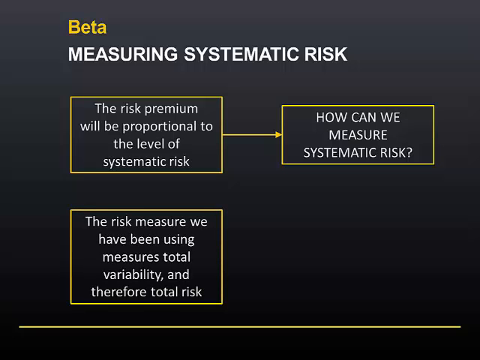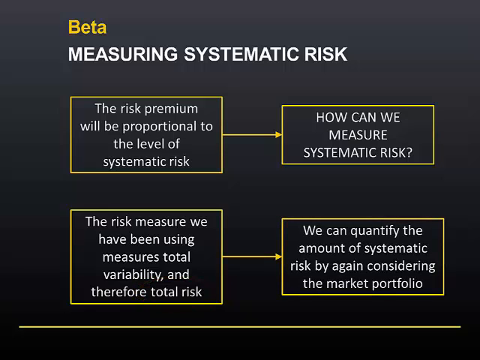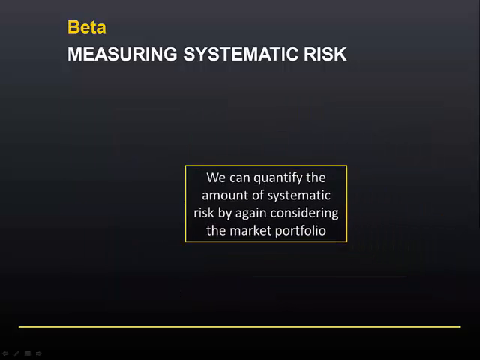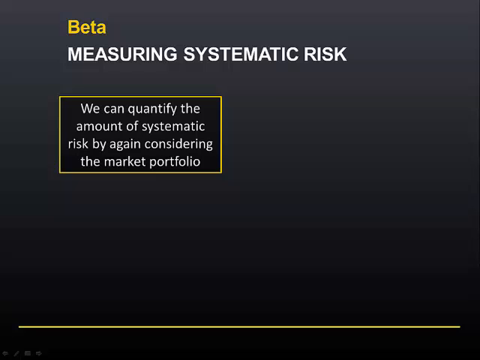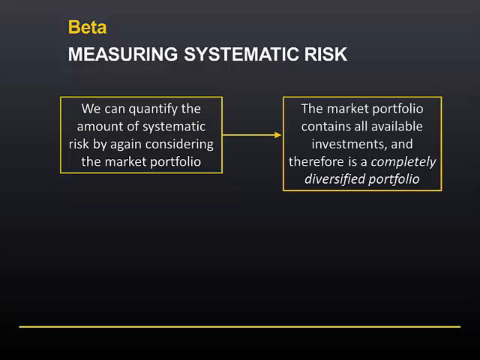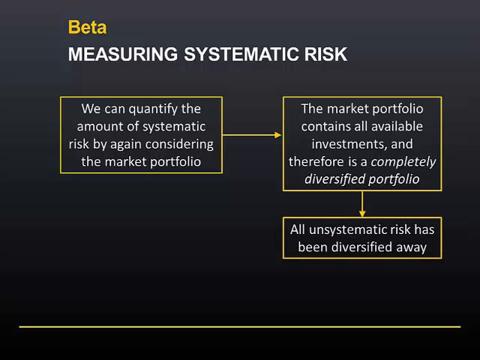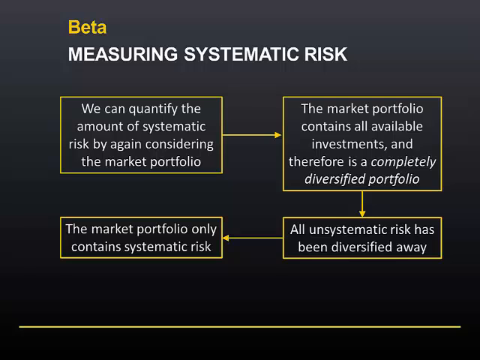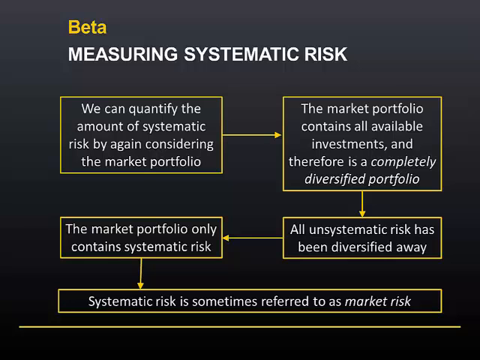The measure of risk that we have been using so far measures the total variability of returns, and therefore total risk. We can measure the amount of systematic risk by again considering the market portfolio. As we know, the market portfolio contains all available investments and is therefore referred to as a completely diversified portfolio. All unsystematic risk has been diversified away, and the market portfolio only contains systematic risk. It is for this reason that systematic risk is sometimes referred to as market risk.